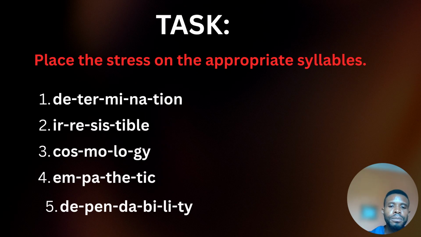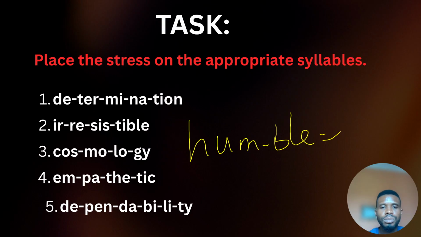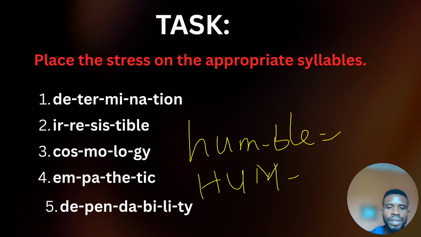For example, let's say I give you this one here. Humble. Humble has 2 syllables. So you're going to write it this way for me. In the word humble, hum is pronounced louder. So you write hum in capital letters like this, and then you write ble in small letters. So that shows that hum has a primary stress.